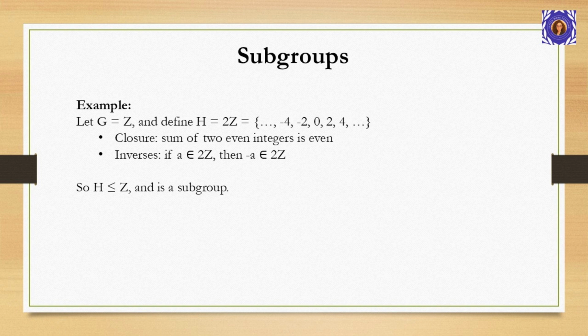For example, let G equal the integers Z, and define H equal 2Z, which is the set of all even integers. For closure, the sum of two even integers is even. For inverses, if A belongs to 2Z, then negative A also belongs to 2Z. So H is a subgroup of Z.